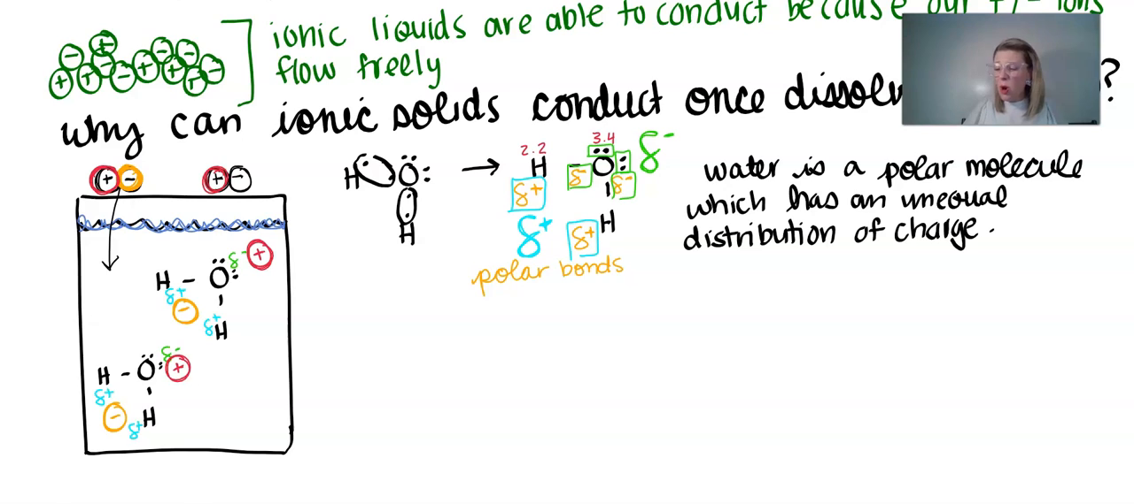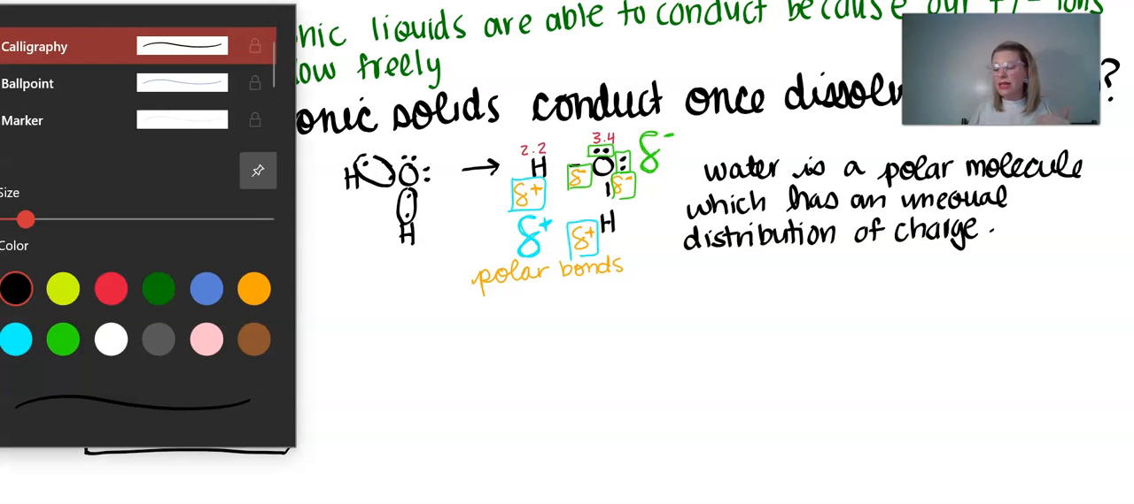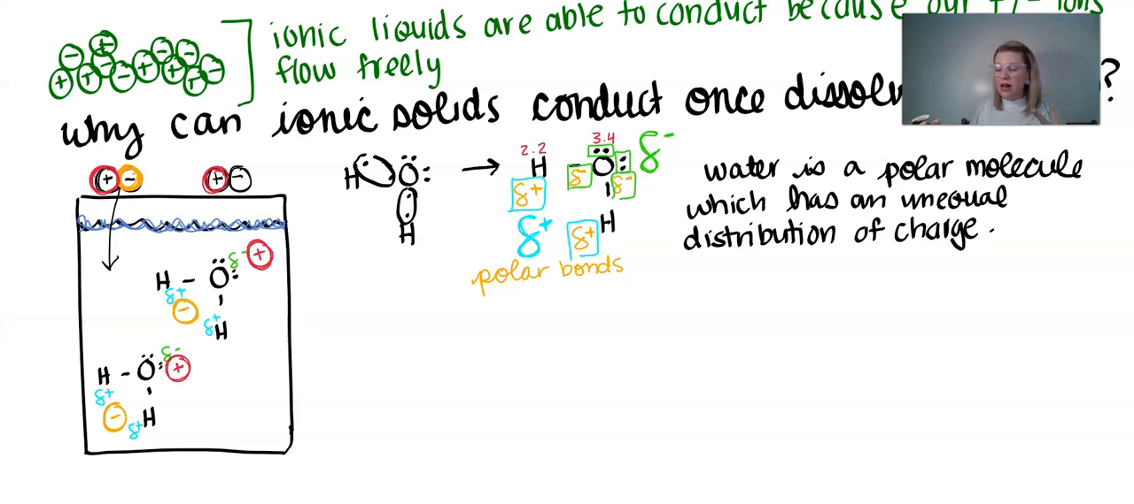And so water allows us to create this ionic solution that's conductive, because the partial positives and partial negatives of the water separate the positive and negative ions. So let's summarize that all for an explanation as to why they can conduct electricity.